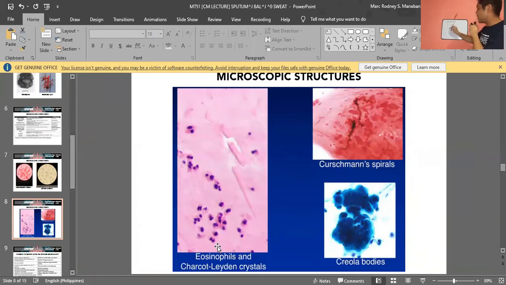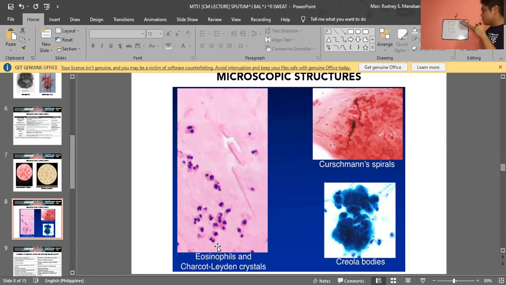Next, you have Kirschmann spirals. And the last C, you have Crayola bodies. Take note. Again, what are these? Microscopic structures found in the sputum of patients with asthma. D, C, C, C.